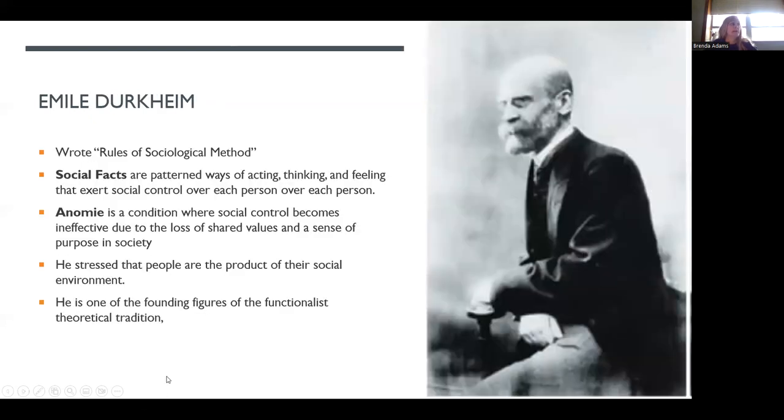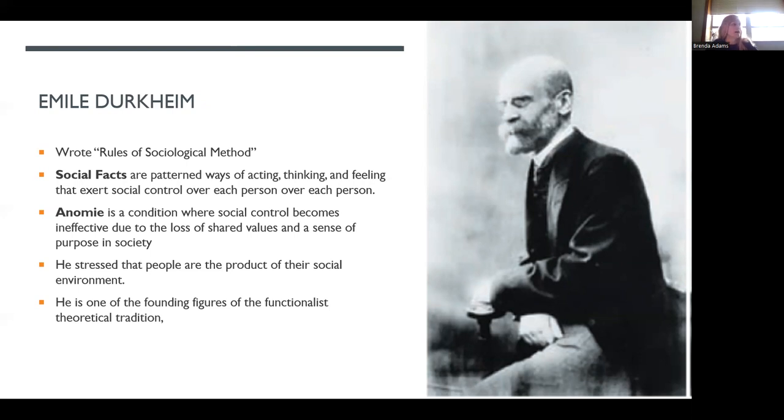Emile Durkheim, he wrote Rules of Sociological Method. Social facts are patterned ways of acting, thinking, and feeling that exert social control over each person. Anomie is a condition where social control becomes ineffective due to the loss of shared values and a sense of purpose in society.